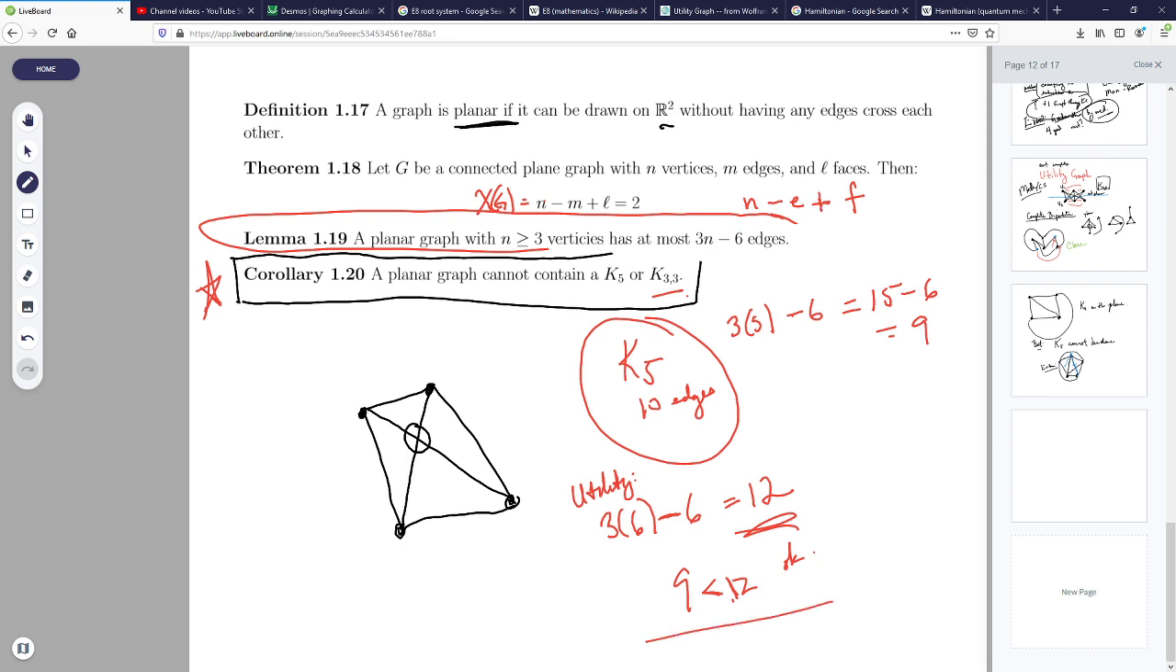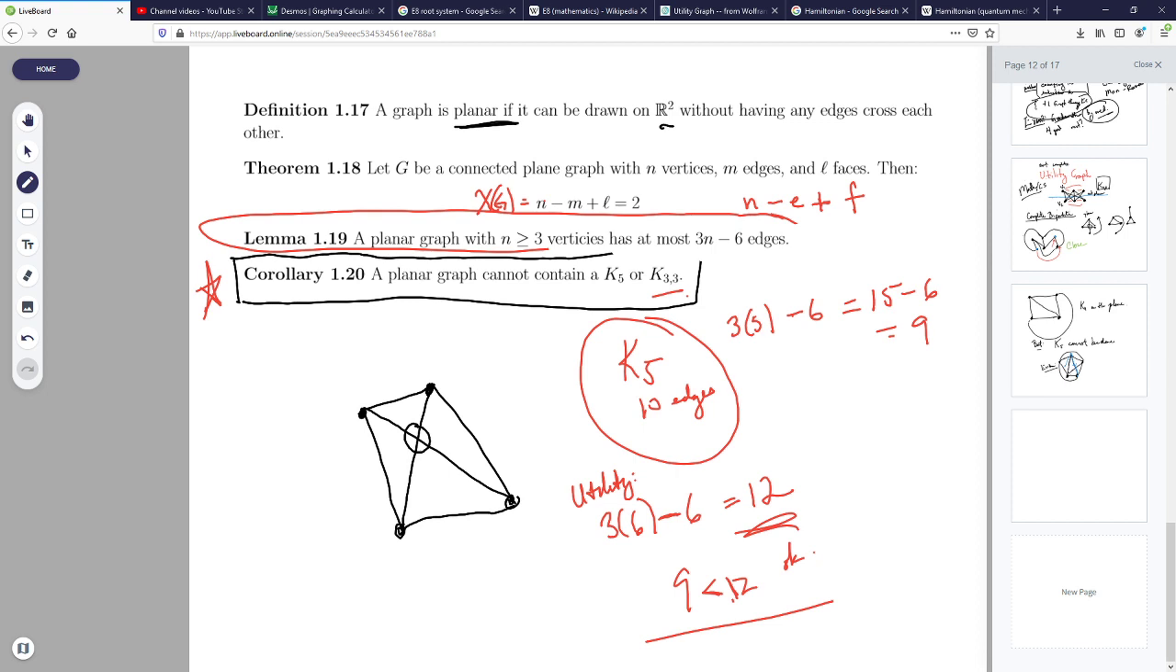So it's okay. It's not a contradiction because it just says that a planar graph has at most this number of edges. It doesn't say that all non-planar graphs must have more, right? It just says if it's planar, then it has this number of edges. So there's a fact that a connected plane graph has this.